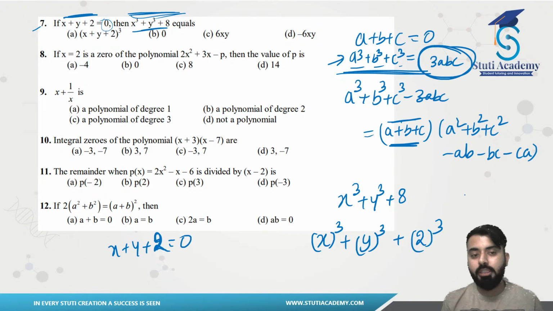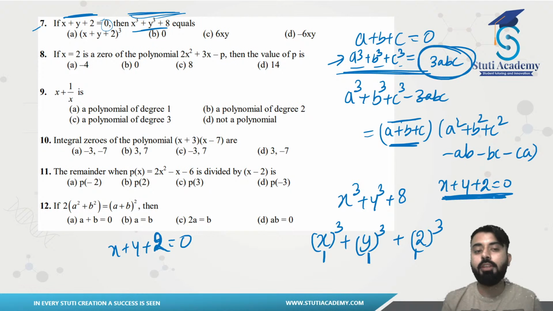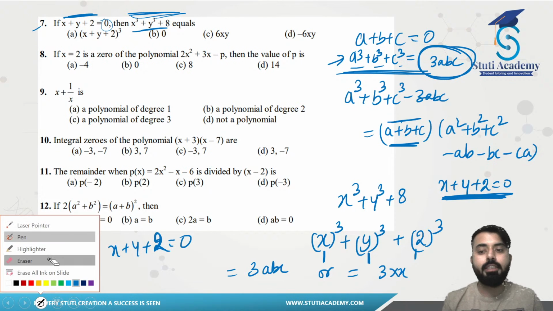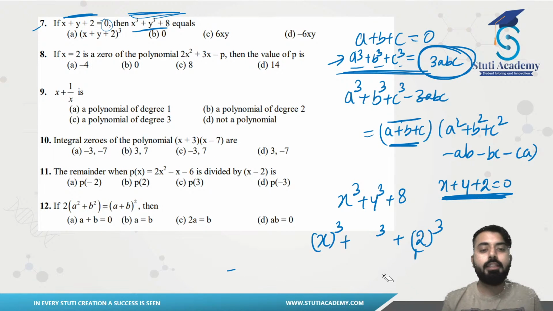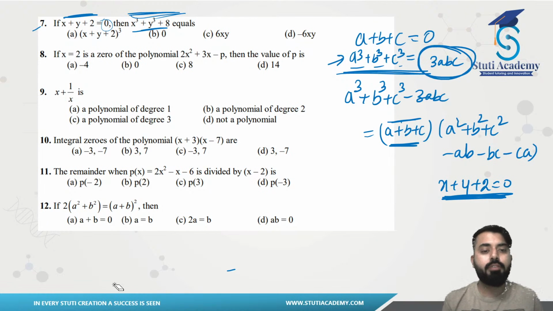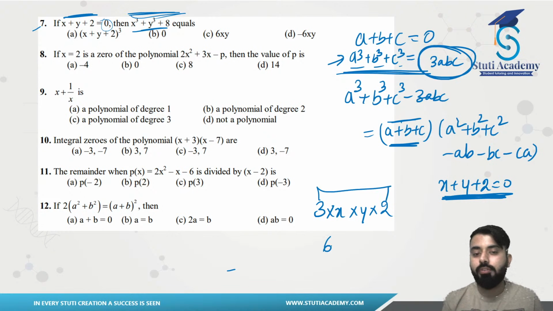Now you have been given that this is your a, this is your b, and this is your c. That means x plus y plus 2 being 0 means a plus b plus c is 0. So their cube will be equal to 3abc, or you can say 3 into x, y and z. Let me just erase this one, since it will be behind my photograph right here. Let me write it here. So that should be 3 into x, y, and c is 2. So your answer should be 3 into 2, 6y. So your final answer will be 6y.